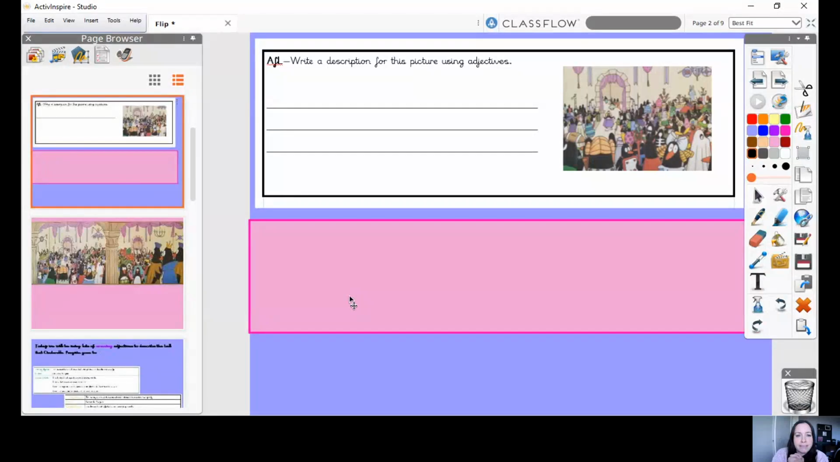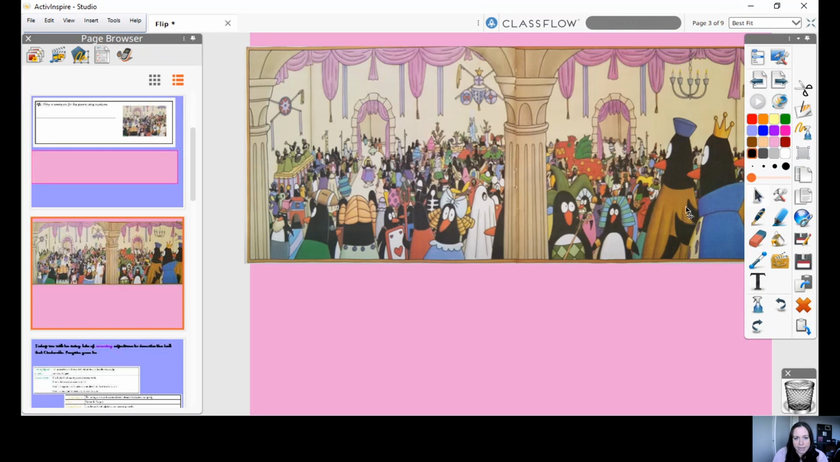So I have given you an AFL and the AFL says, write a description for this picture using adjectives. So I just need one sentence using adjectives. Now, obviously, that picture is really, really small. So here is the picture, and it's the ballroom. So have a look around that picture and then write a sentence using adjectives. And you might want to pause the video here while you do that.